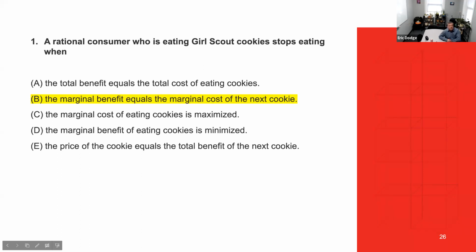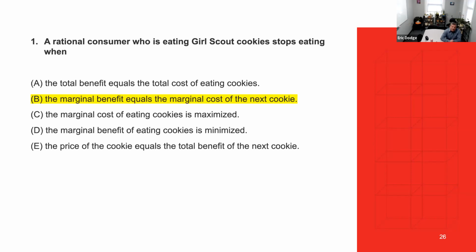All right, so the correct answer is you'll keep eating cookies right up to the point where the marginal benefit equals the marginal cost of the next cookie. That's your stopping point. If you're thinking about marginal analysis, think of a downward sloping marginal benefit for eating cookies. The first cookie is the best, but the additional cookies might still be good, but they're incrementally not providing you as much happiness as the ones that came before. The marginal cost of eating cookies may be constant or it may be upward sloping, it doesn't matter.